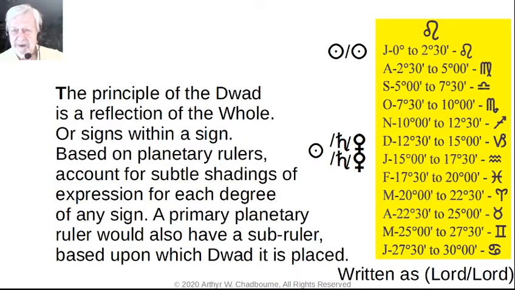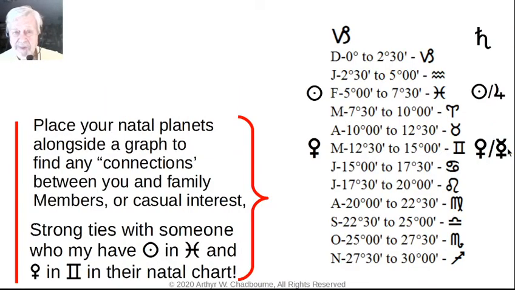So this is a breakdown, you see. It's a small breakdown and tells us exactly what we're looking for in a chart. Very simple. Once you get it, you'll see it. So you place your natal planets alongside a graph like this graph I just did here, and know where your degrees are, and then you put the connections to it, and then see with who you're dealing with, family members or whatnot.